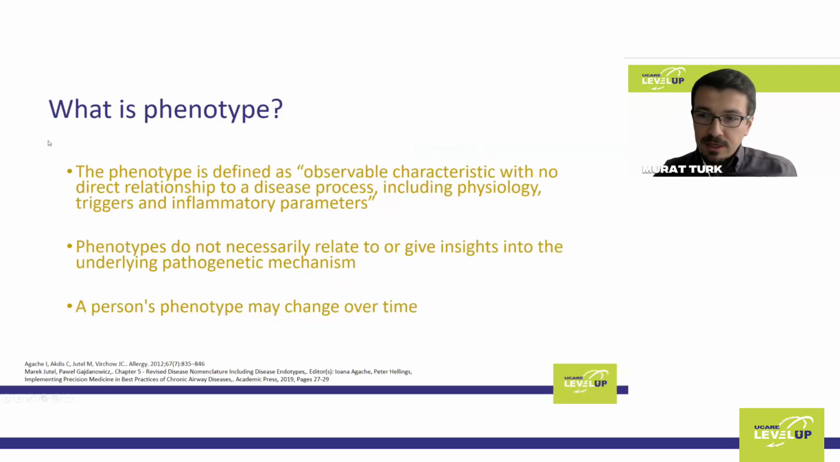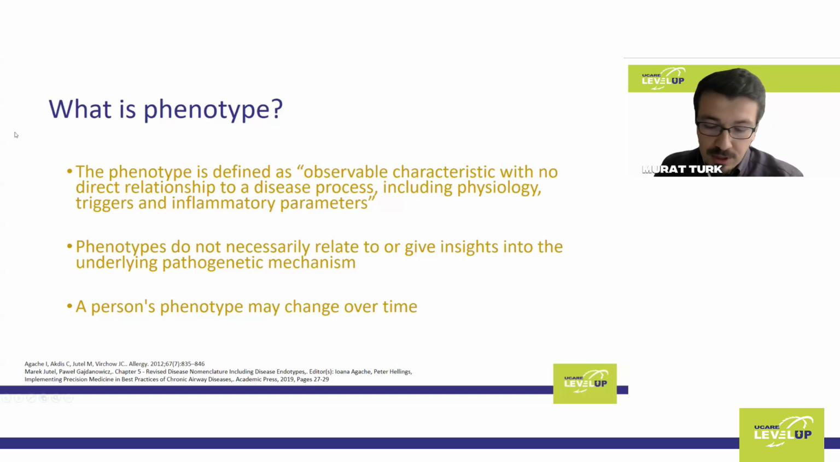Before starting, thanks to Anna, she briefly described what a phenotype is and what an endotype is. A phenotype is defined as observable clinical characteristics with no direct relation to a disease process. So maybe we can define a phenotype like female urticaria patients, but it gives us nothing about the underlying pathophysiological mechanisms. And also a person's phenotype may change over time.